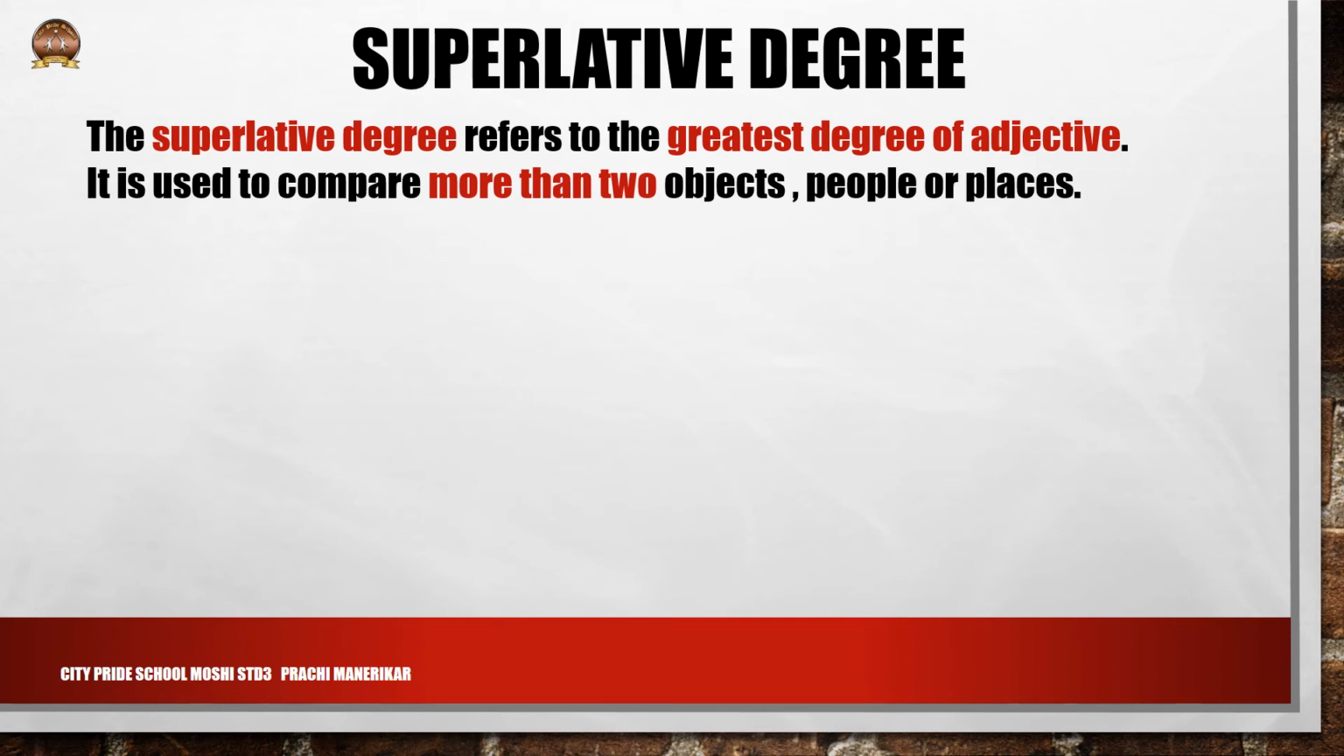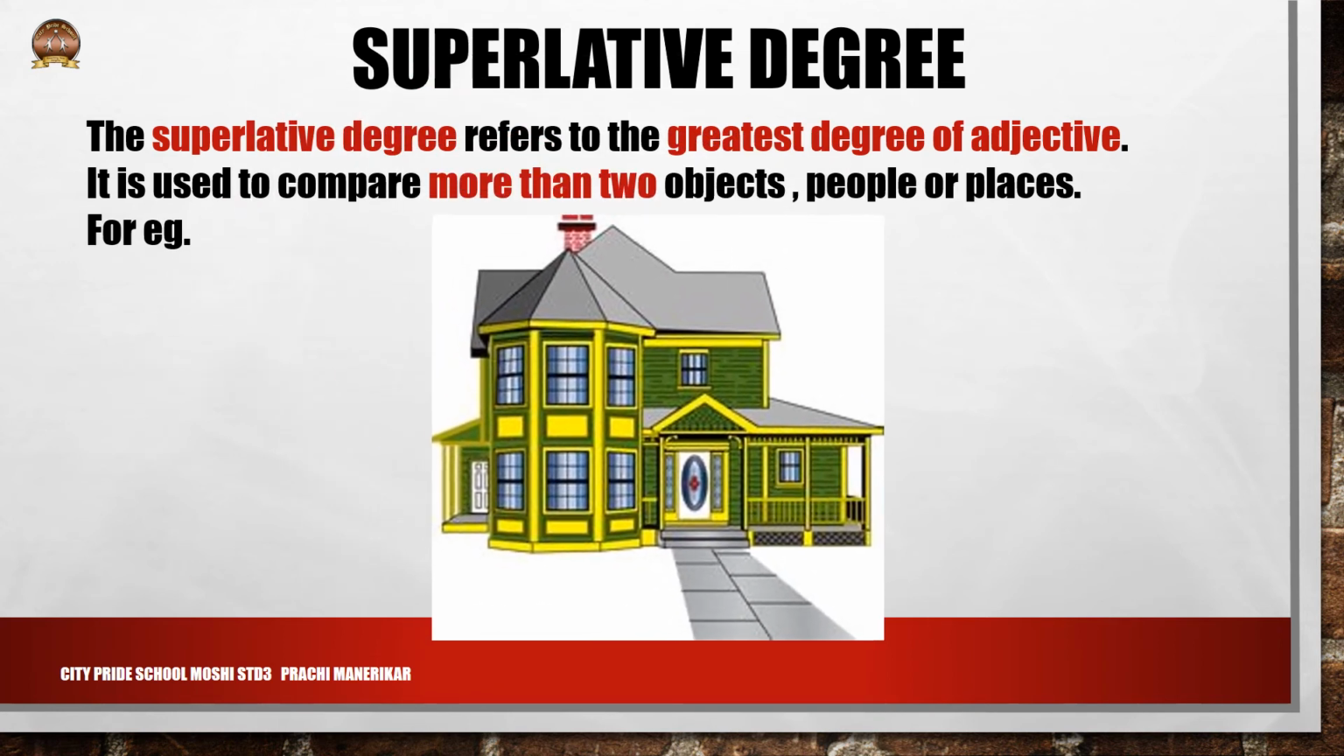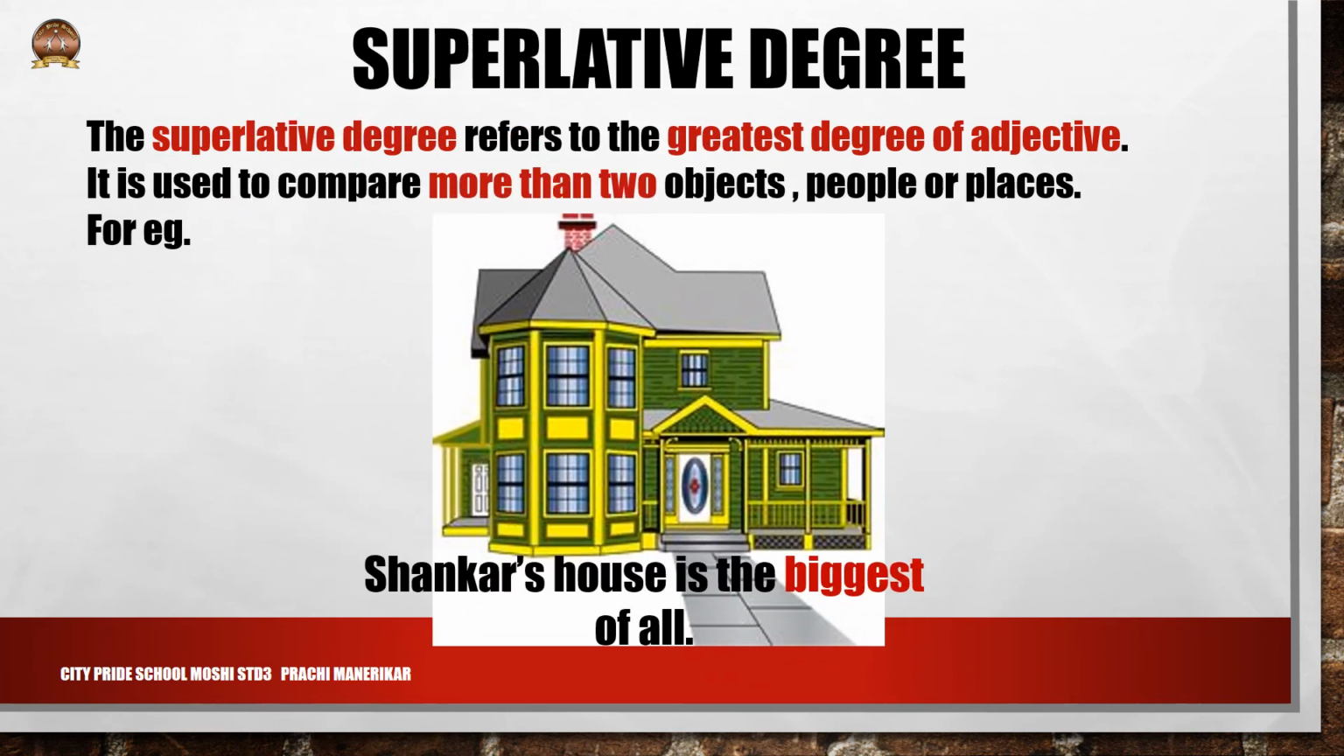Now, in the first, positive degree, we were just giving the information of one noun. In comparative degree, we compared two nouns. But in superlative degree, we compare one noun with more than two nouns. One object is compared with more than two objects. For example, here we said that Shankar's house is the biggest of all.